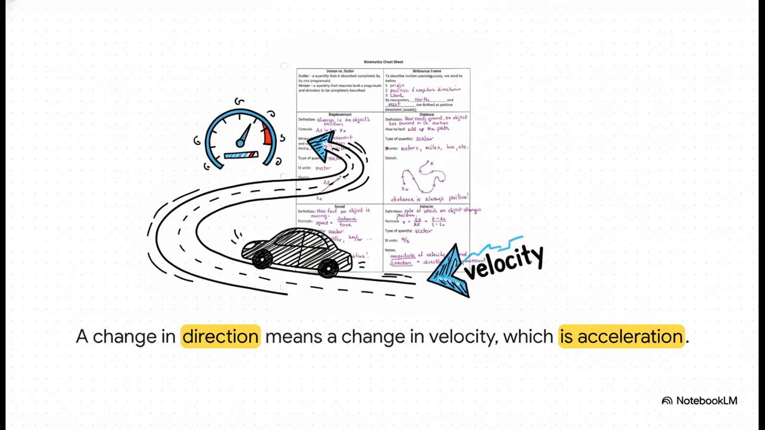Just picture a car taking a nice, smooth turn. The driver can keep their foot perfectly steady on the gas so the speedometer doesn't budge from, say, 30 miles per hour. The speed is constant. But is the car's direction constant? No way. It's changing every single second it's in that turn, and a change in direction means a change in velocity. And what is a change in velocity? It's acceleration. Simple as that.